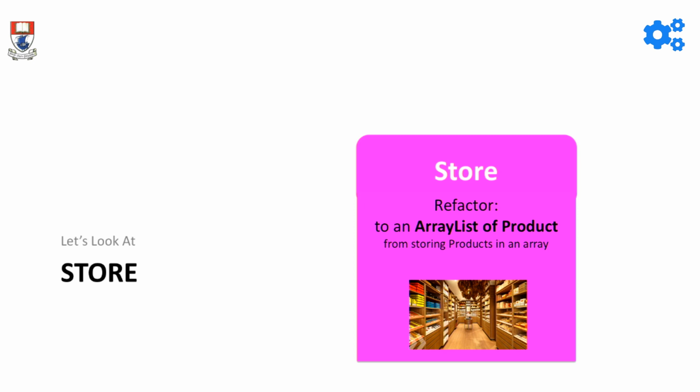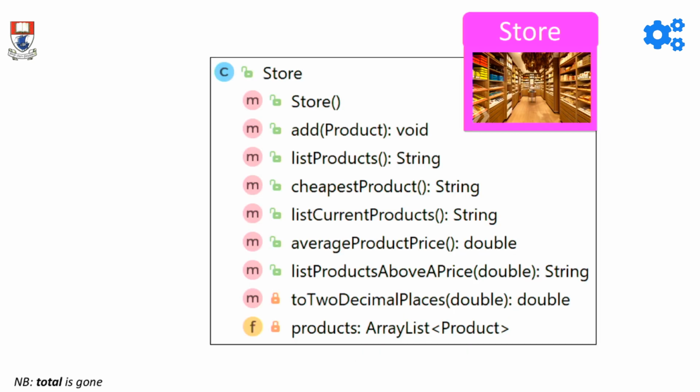So let's take a look at store. The idea here with store, again, is to refactor to an array list of products from what was previously just an array. So here's our store. And you'll notice there's only one field. That field is called products, which is an array list of product type. But we're missing a field, and the field that's gone now is called total.